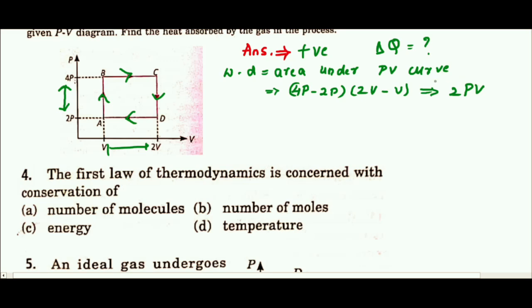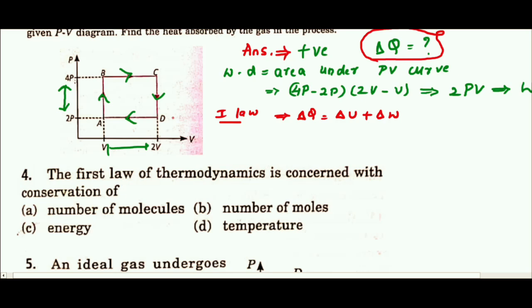So this is W, 2PV is nothing but our work done, right? Next, we have to find the delta Q. So how do we find this delta Q? By our first law of thermodynamics. So what does this first law say? It says that delta Q is equal to delta U plus delta W.